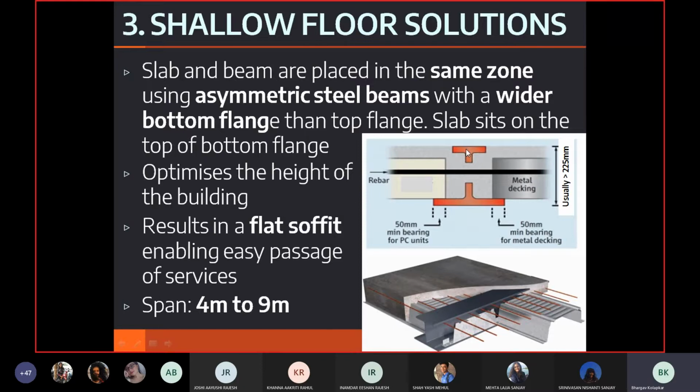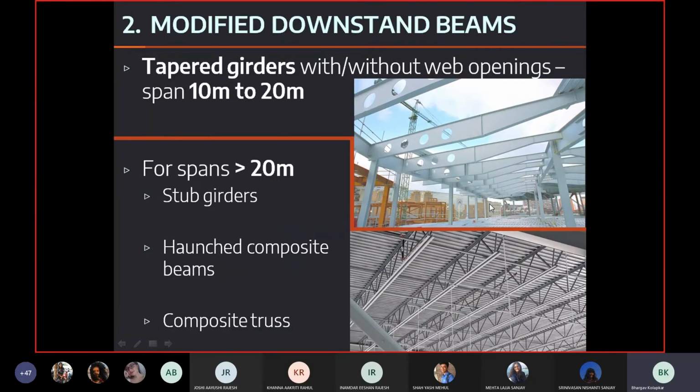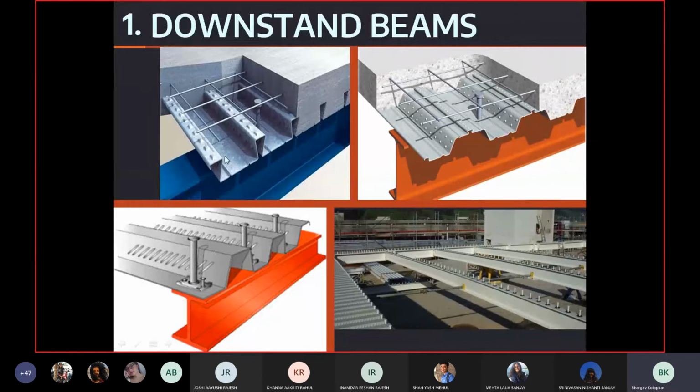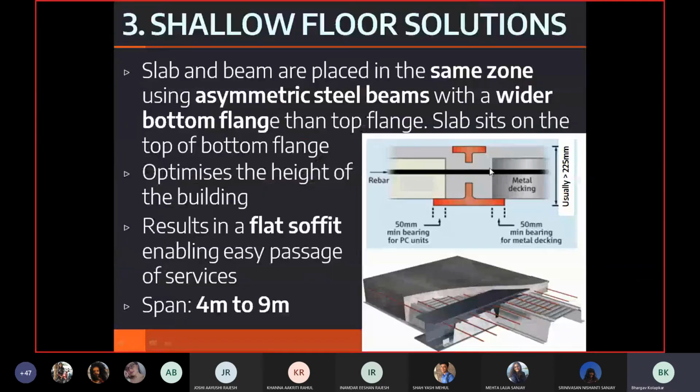So it's an asymmetric steel beam with a wider bottom flange than the top flange. We need a wider bottom flange because previously the slab was sitting on the top flange. The metal deck was sitting on the top flange, but here it's not the case. Here it sits on the bottom flange because we have to integrate this space. It sits on the bottom flange. There has to be at least 50 mm bearing on each side. And now, since there's this reinforced concrete and the rebar is going to pass through, we need these openings in this beam through which the rebar can pass.